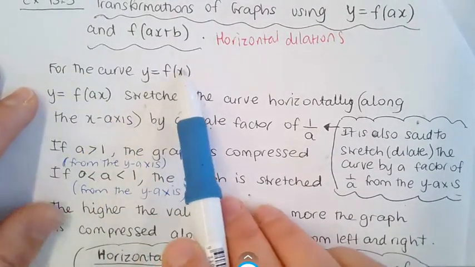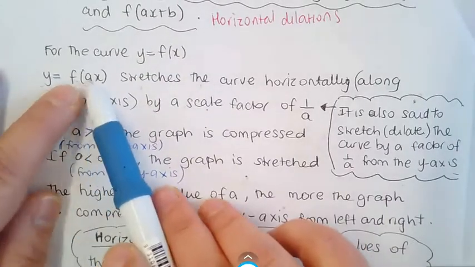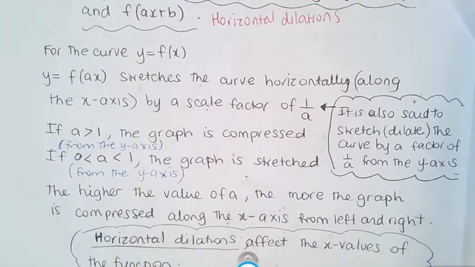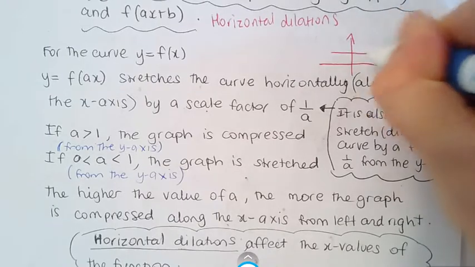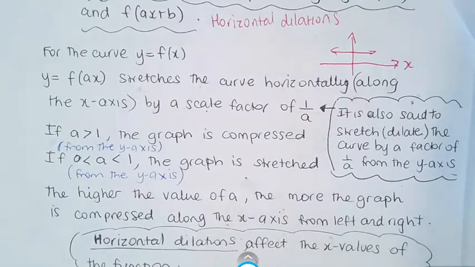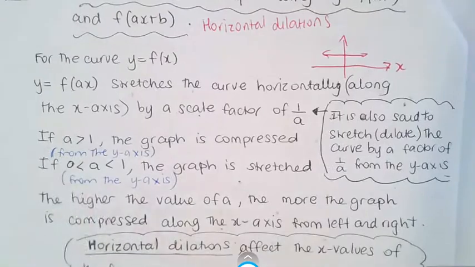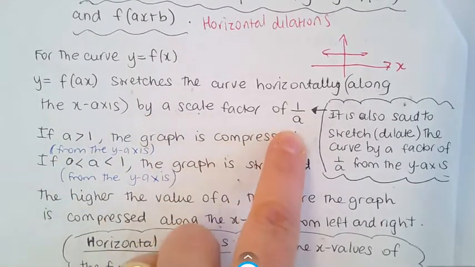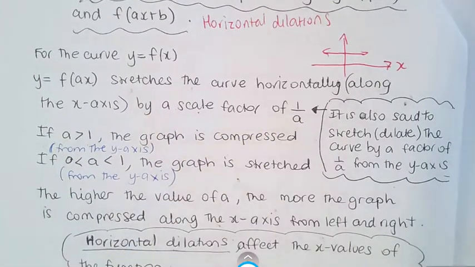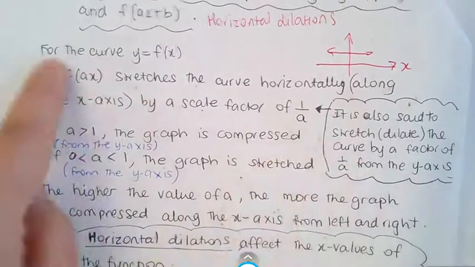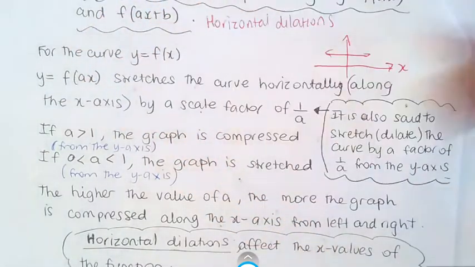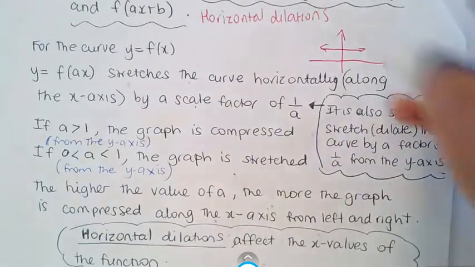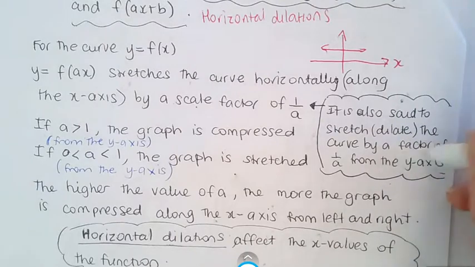Now, for the curve y equals function of x, y equals function of ax stretches the curve horizontally this time, along the x-axis. Because the x-axis is here, so it stretches it that way. That's stretching horizontally. But by a scale factor of 1 on a. It's not by a scale factor of k like the other one, it's 1 on a. Okay? So if you stretch horizontally along the x-axis, it's said to dilate by a factor of 1 on a.